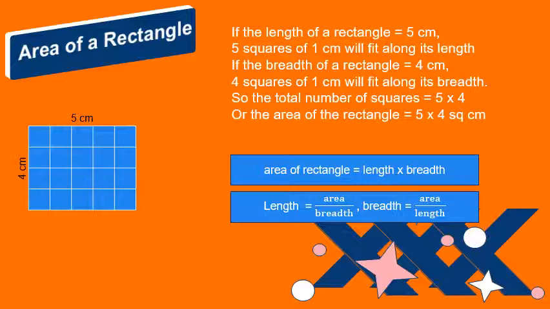And how do we find out the length of a rectangle if its area and breadth are given? Well, length of a rectangle is equal to area divided by breadth, or we can say area upon breadth. In the same way, if area and length of a rectangle are given, then how do we find out the breadth of a rectangle? Well, then breadth is equal to area divided by length.